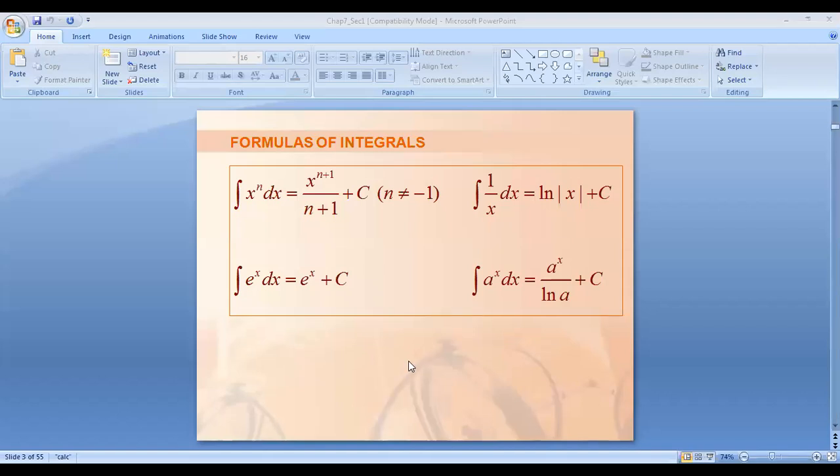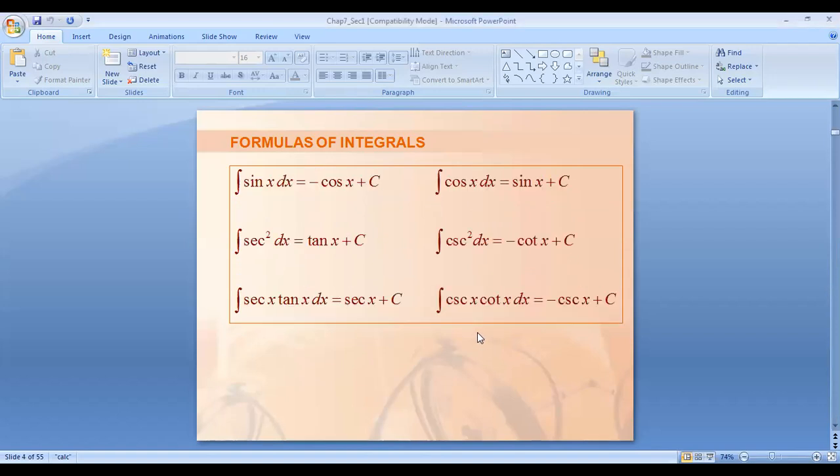Okay, I am reviewing some concepts from our previous lecture. We have used different formulas to solve integrals. This is the power rule: the integral of x to the power n is x to the n plus 1 divided by n plus 1, plus the integral constant, and n must not be minus 1. The integral of 1 by x equals ln x, and the integral of e to the power x is e to the power x. The integral of a to the power x will be a to the power x divided by ln a. We used these formulas in our previous lecture.